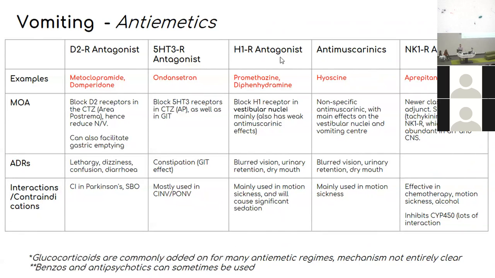Histamine 1 receptor type antagonists, these are mainly used in motion sickness. So this is your promethazine, which is Phenergan. I'm sure some of you here have had that before. And it's mainly in the vestibular nuclei. So think like balance, motion sickness, stuff like that. And the antimuscarinics are the same, and don't even bother about this one.